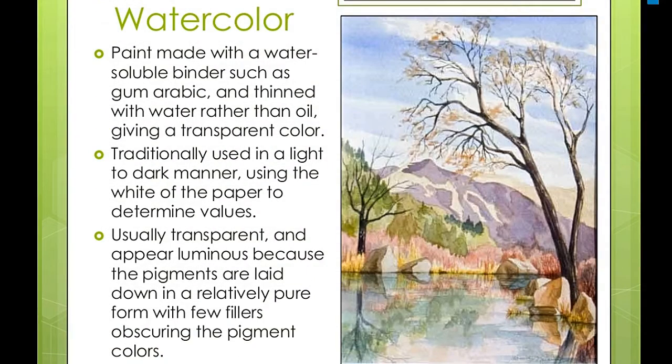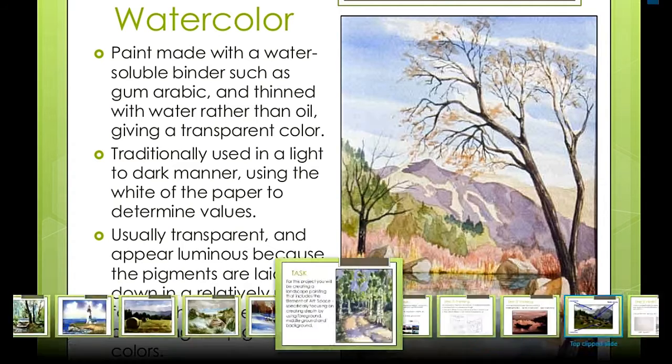Watercolor is paint made with a water-soluble binder such as gum arabic and thinned with water rather than oil. Traditionally used in a light to dark manner, using the white of the paper to determine the values. Usually transparent, it appears luminous because the pigments are laid down in a relatively pure form with no fillers.